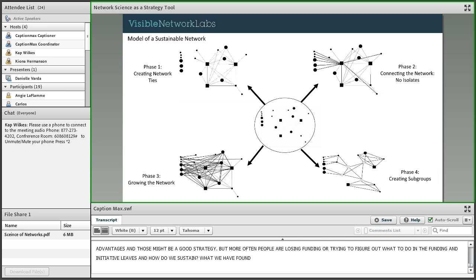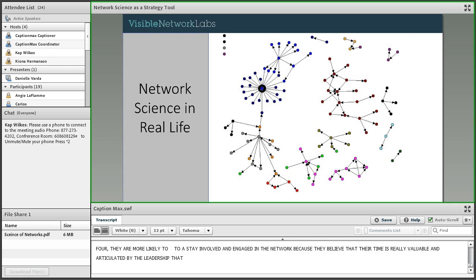And those resources might be phase three forever. That might be a good strategy. But more often people are losing funding or trying to figure out what to do when the funding and initiative leaves, and how do we sustain. And what we have found is over time, people will go from phase three to phase four. When they go to phase four, they're more likely to stay involved and engaged in the network because they believe that their time is really valuable and articulated by the leadership that way.